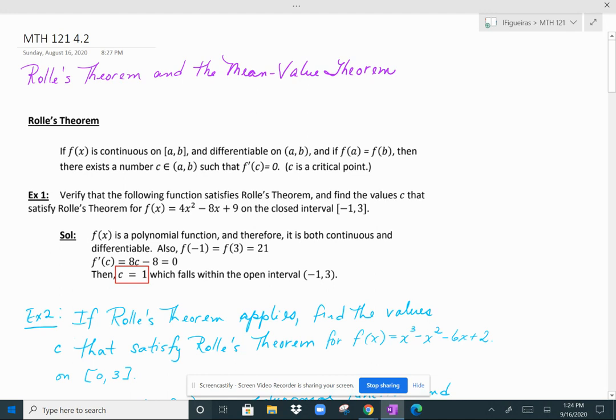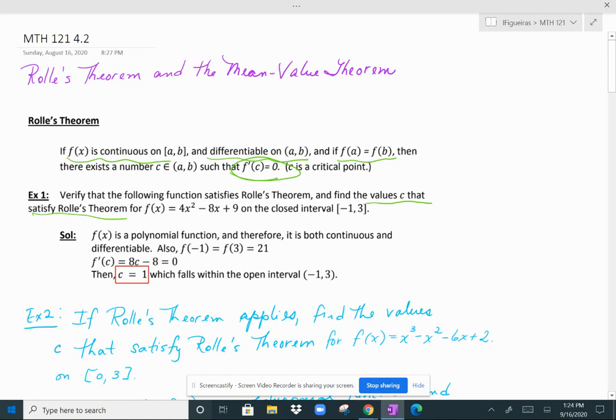All right, so let's see if the following function satisfies Rolle's theorem, and satisfies means it's continuous and differentiable, and f of a equals f of b. So that's what it means to satisfy. And if it does, then we'll find the value c that satisfies Rolle's theorem. So that means we're going to solve that equation.